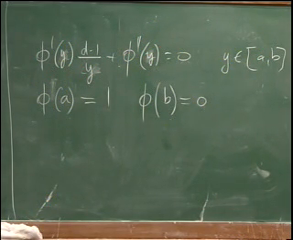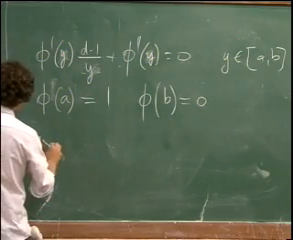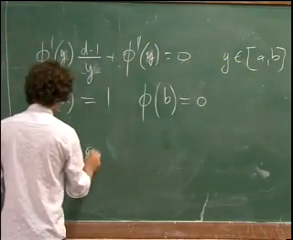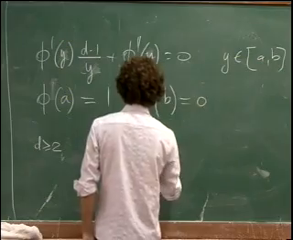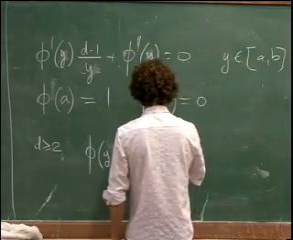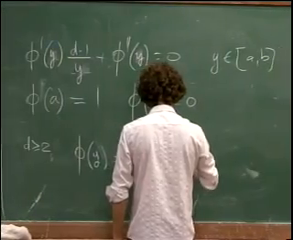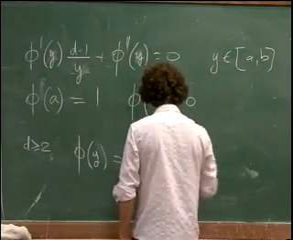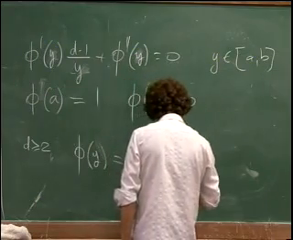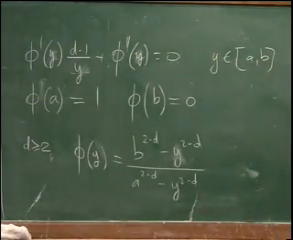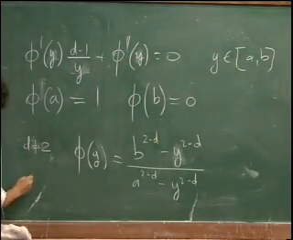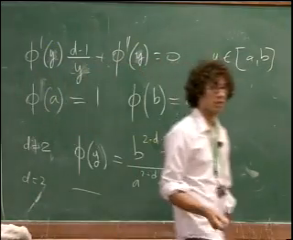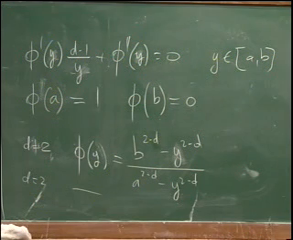Okay, and this you can solve. For d not equal to 2, you get that phi of y is equal to (b^(2-d) - y^(2-d)) over (b^(2-d) - a^(2-d)), and for d equals 2 you get something with a logarithm. But you know how to solve such an equation.